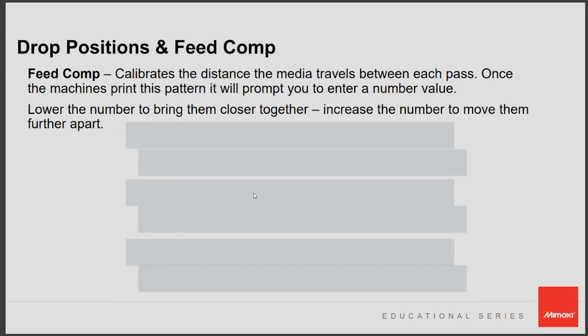So the feed comp, like I said, drop position is your left and right. Your feed comp is going to be your up and down, which means when it prints in one direction, it feeds the machine forward, or if you're using a flatbed, the carriage goes back a little bit. Basically what that's doing is the stepping.